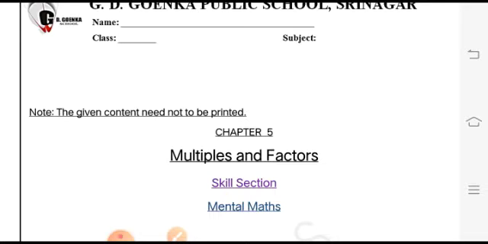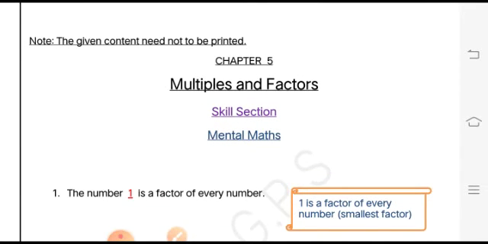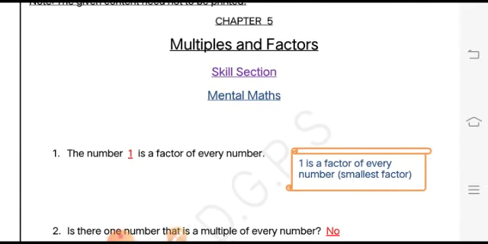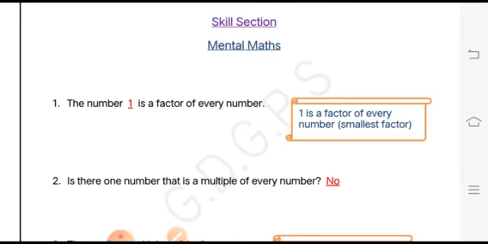Dear kids, today we are going to discuss the mental maths of chapter 5. And the first one is this mental maths is the bookwork. And the first question is the number dash is a factor of every number.